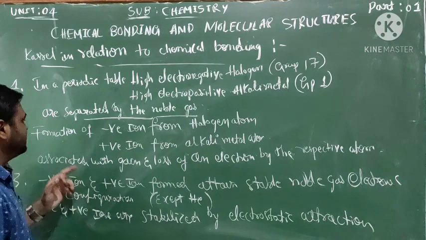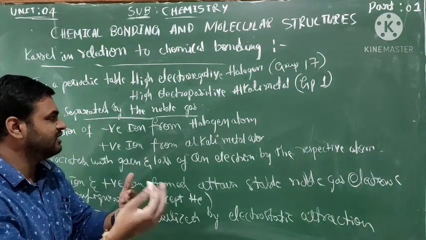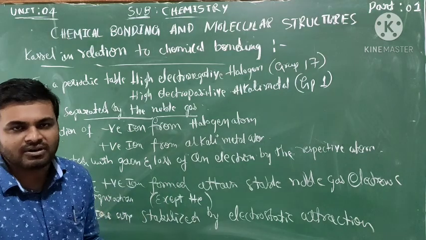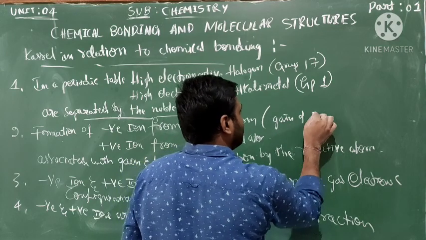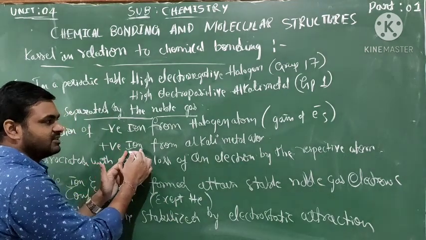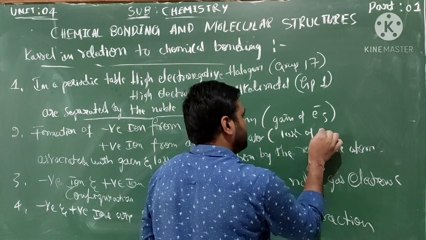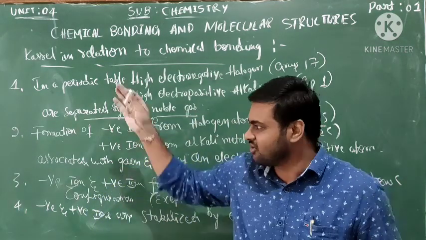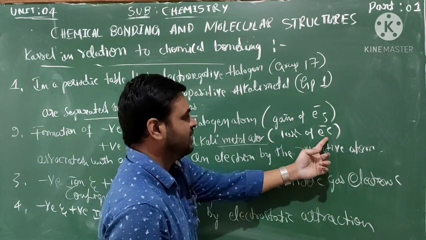Next point, the second one: the formation of negative ions. How are they formed? Negative ions are formed in halogens only, by the gaining of electrons. And positive ions, how are they formed? By loss of electrons. Which elements have this losing character? The losing character is only in the alkali metals, so alkali metals lose electrons.